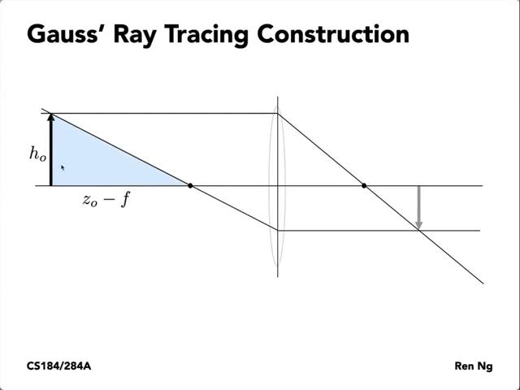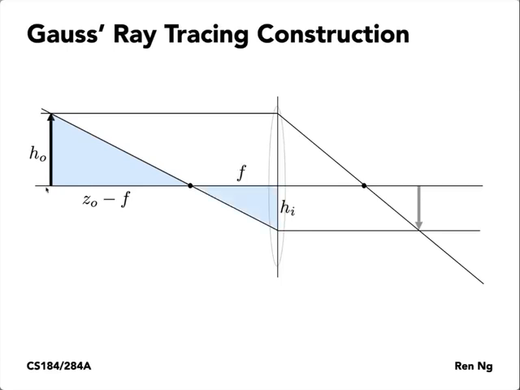Okay, the first similar triangle is this one here. I'm going to give a name to the height of this object, h sub o. It turns out that this is going to fall out when we do the algebraic analysis on the next slide, but for now, it's helpful to have this temporary variable. And this distance here is just z sub o minus f, because this is f over here, the focal length, and z sub o is the total distance from the lens to that object.